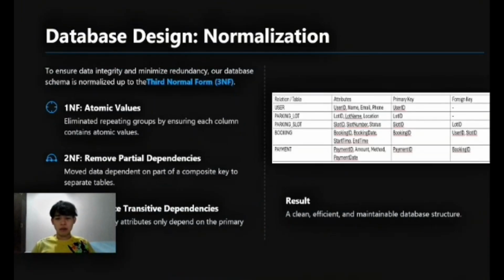We have applied the principle of database normalization up to 3NF. This process involves organizing data to reduce redundancy and improve data integrity. By doing so, we ensure that our database is efficient, scalable, and less prone to errors. Each table serves a single purpose, and relationships are clearly defined.